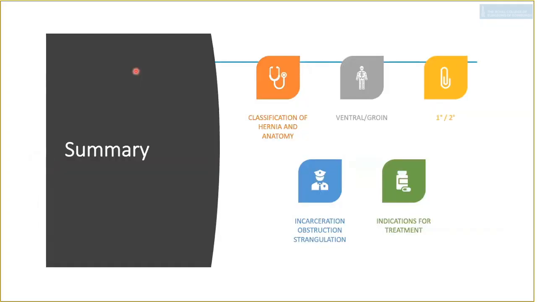So to finish off, to summarize everybody, we've discussed classification of hernia and hernia anatomy. We've talked principally about ventral or anterior abdominal wall hernia and groin hernia, primary and secondary hernia. We talked briefly about what the important complications are, namely incarceration, obstruction, and strangulation, and briefly indication for treatment and some types of treatment. And that is it. Thank you.